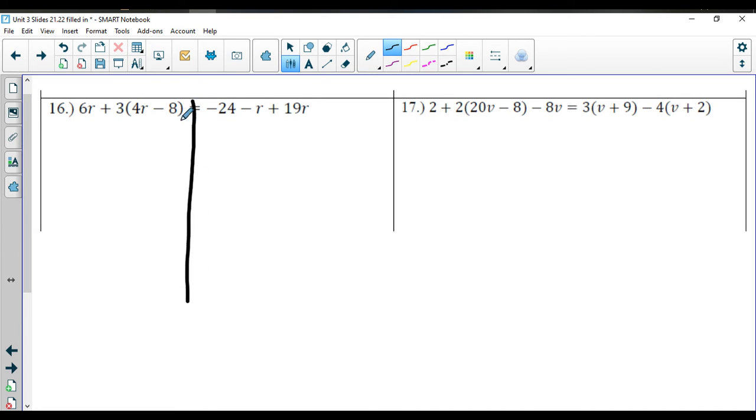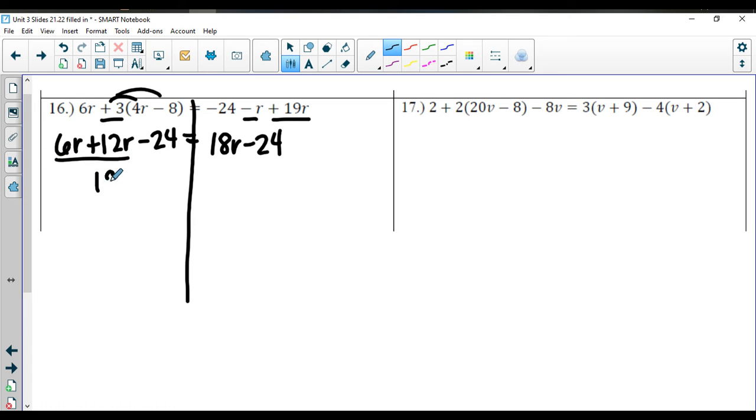Question number 16, distribute first. So we have this positive 3 to distribute. Bring down my 6r plus 12r minus 24 equals. I can also combine my like terms here. So I see a negative r and a 19r. That'll give me 18r, and I have a minus 24. Combine my like terms over here. This is going to give me 18r minus 24 equals 18r minus 24. And this is a special situation because the sides are equal. And when that happens, this is called infinite solutions.